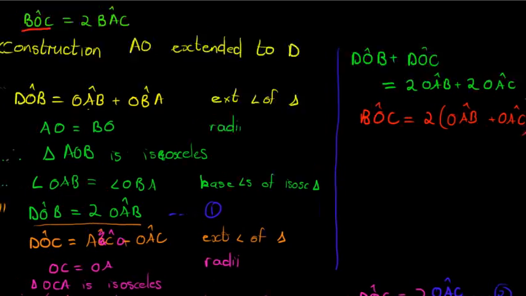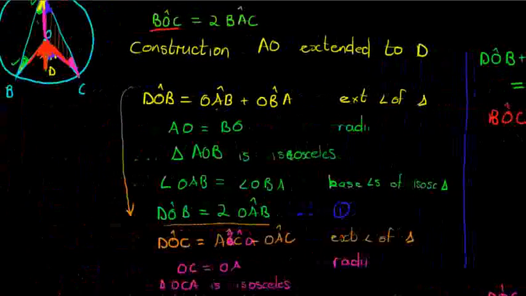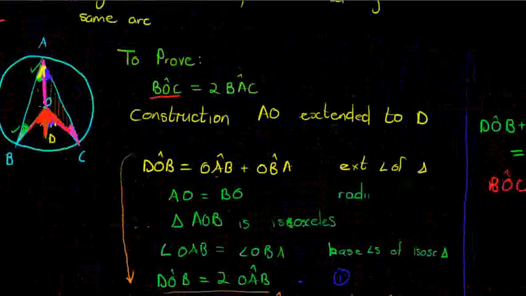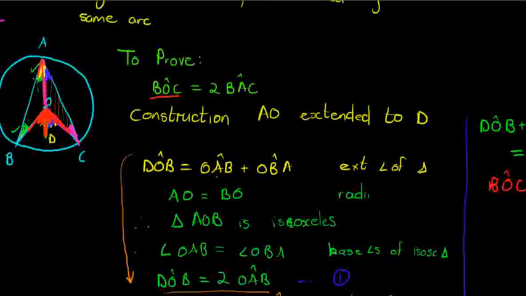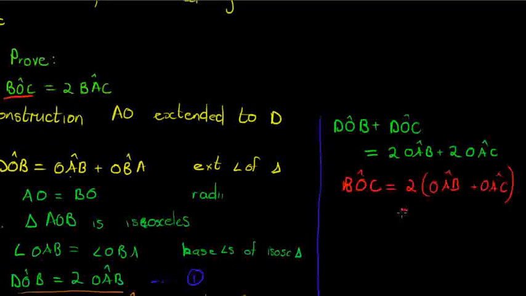Now let's look at OAB and OAC. Here's angle OAB and OAC. That's that angle there. Good? Which in total, what would we call that angle? BAC. So this is equal to 2 BAC, which is what I wanted to prove.